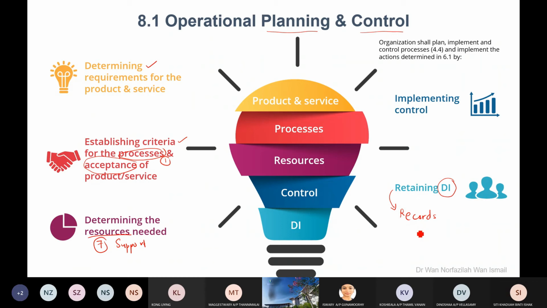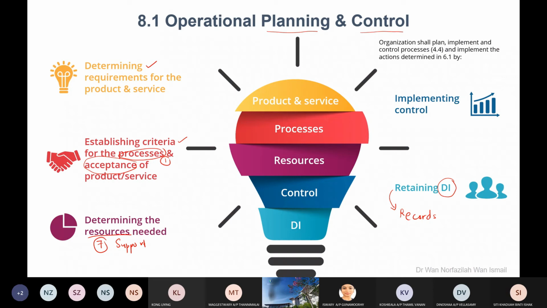Anyone? You need to have records. And then these records will be the proof or objective evidence to the auditor that you already fulfill this clause 8.1. So again, you need to go one by one. Determining requirements for the product and service. How you determine? If you have meetings, then the minutes of meetings are the records.